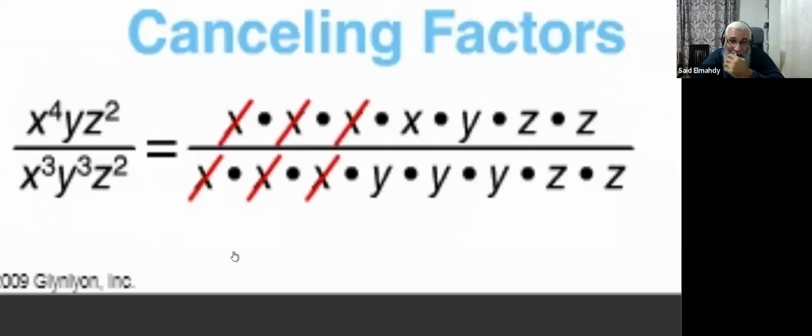There is 1 factor of y that is common, so cancel out 1 y from each part. Finally, there are 2 factors of z that are common. Cancel those out as well. The factors we are left with make up our simplified fraction. Our reduced fraction is x over y squared.